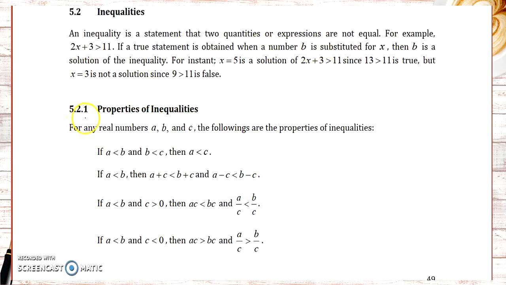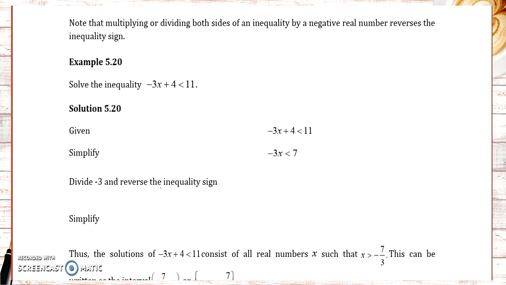Section 5.2.1 is about properties of inequalities. We already discussed these properties in chapter 2. I just want to stress here, if we multiply or divide both sides of an inequality by a negative real number, it will reverse the inequality sign. Okay, let's discuss example 5.20.